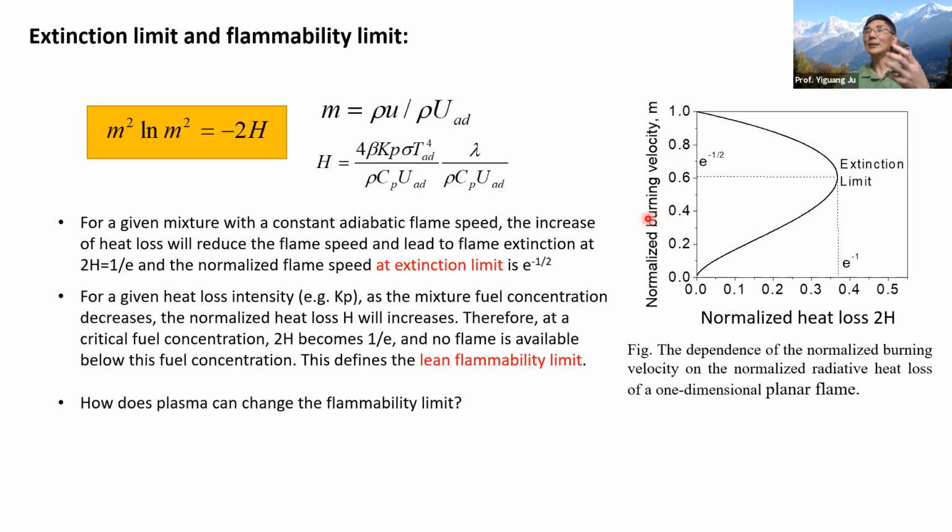But even though plasma cannot do anything to help the chain branching reactions, if plasma can give you heating, you can extend the flammable limit because of plasma heating. This is from the theory point of view.